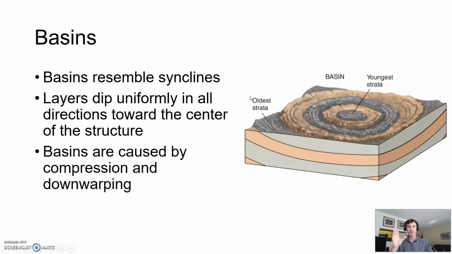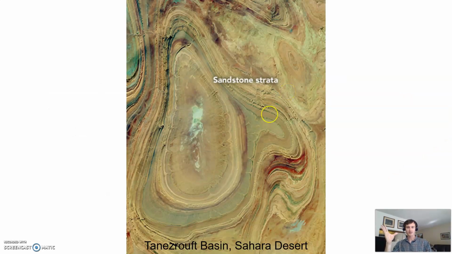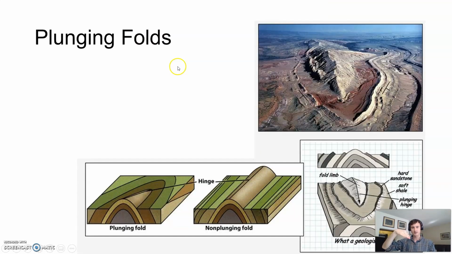These are going to be caused by compression, downwarping. We'll talk a little bit more in the lab about exactly how these might form. So answer 2. What causes these to form? Have more on that one in the lab. The youngest layer is going to be exposed in the center. And it can be a little bit difficult to see what's going on with these because basins tend to get filled in with other things and maybe just look like these big flat areas. But this is one example of a basin here in the Sahara Desert. See, all this here has been filled in. All of our layers are dipping inward, sort of going down inward towards the basin.